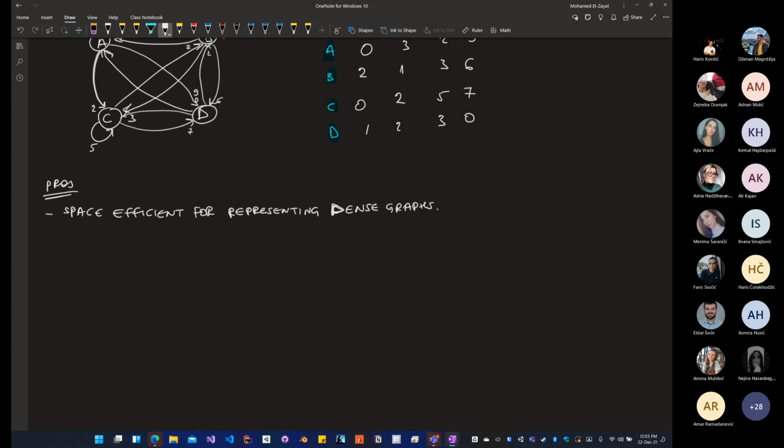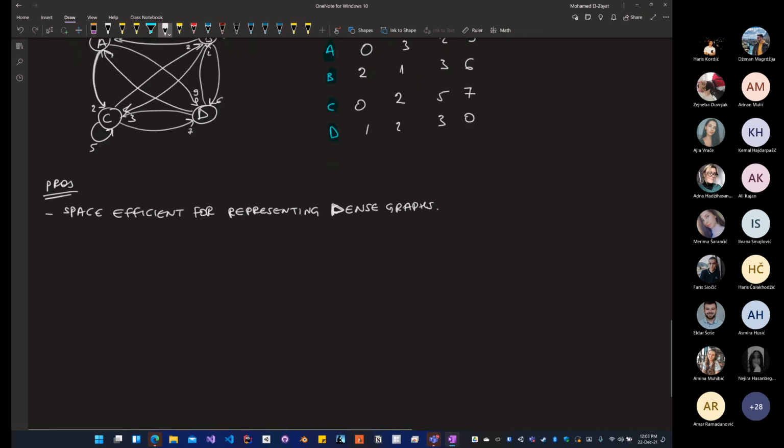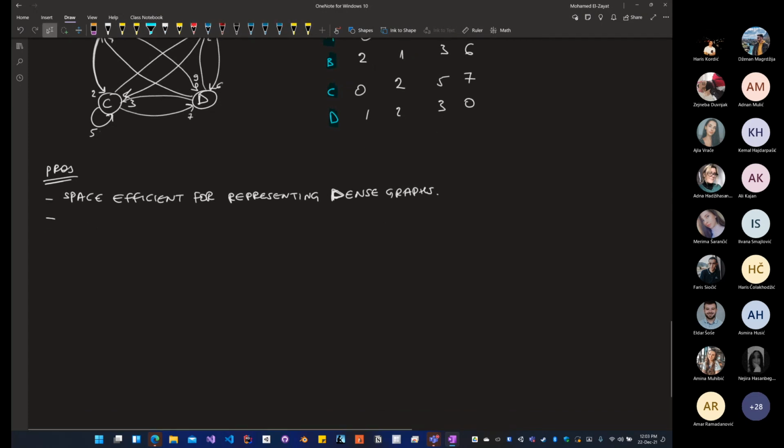Or dense graphs. If you have graphs that have too many connections, it's a really compressed way of drawing such a very busy or very dense graph. Dense means too many things in it, right? I think dense can be translated as edge.